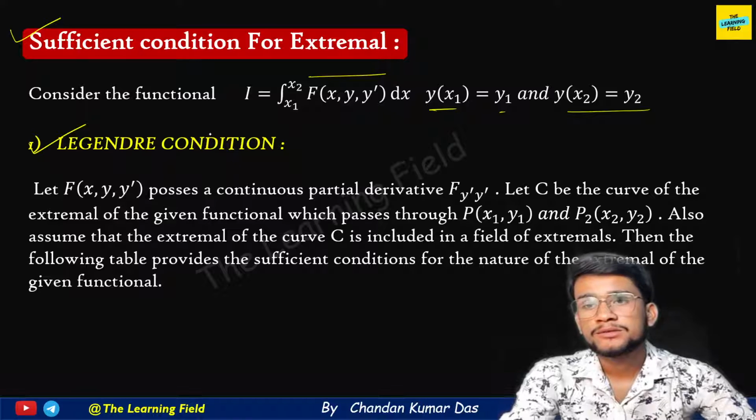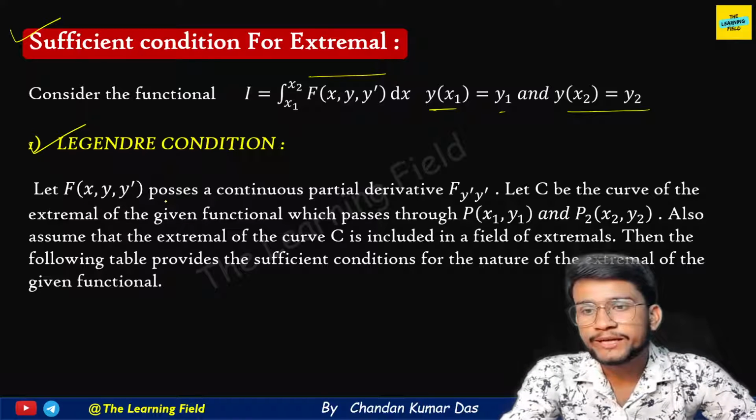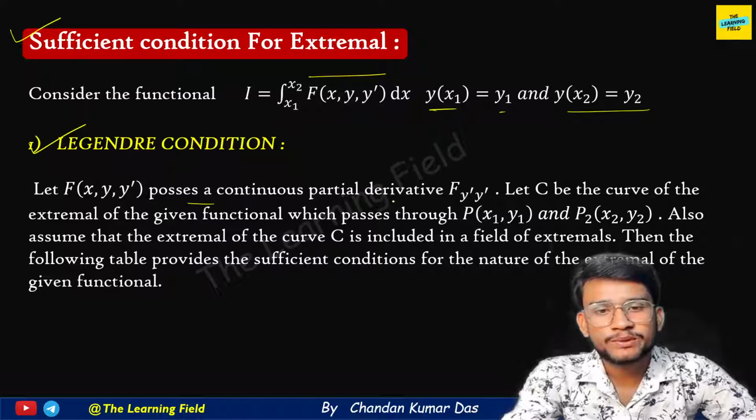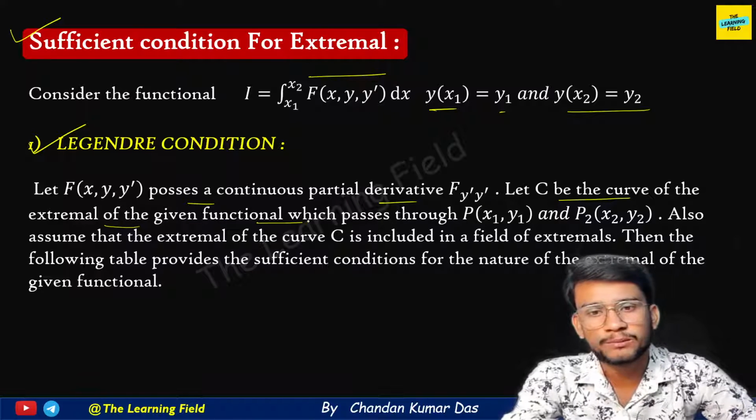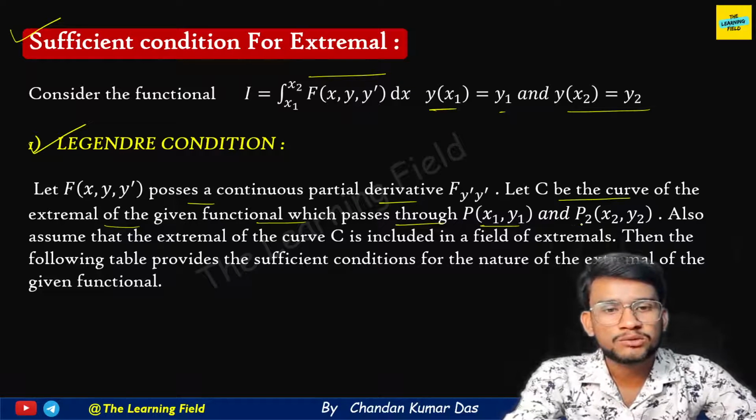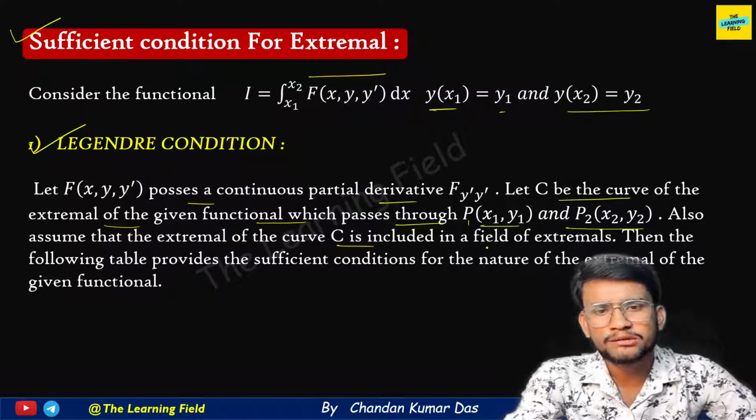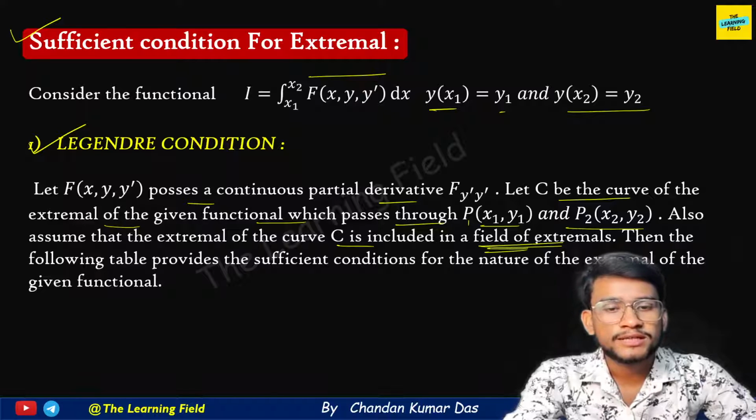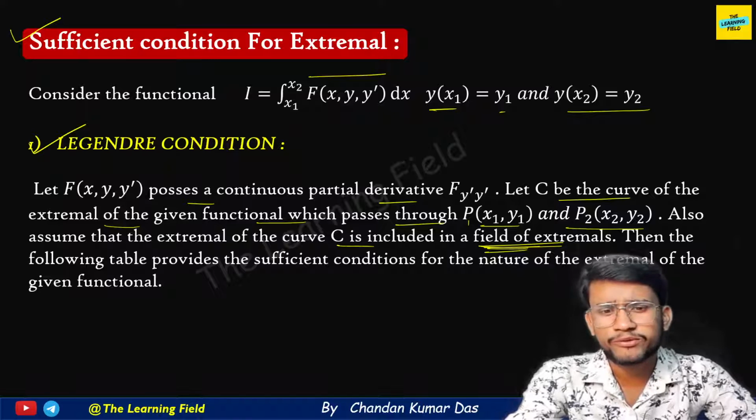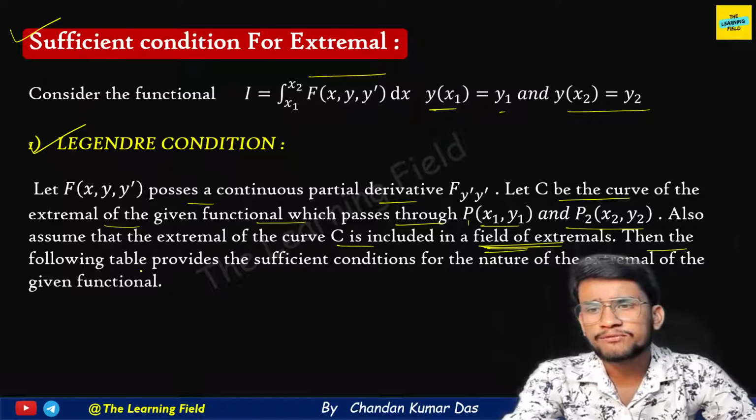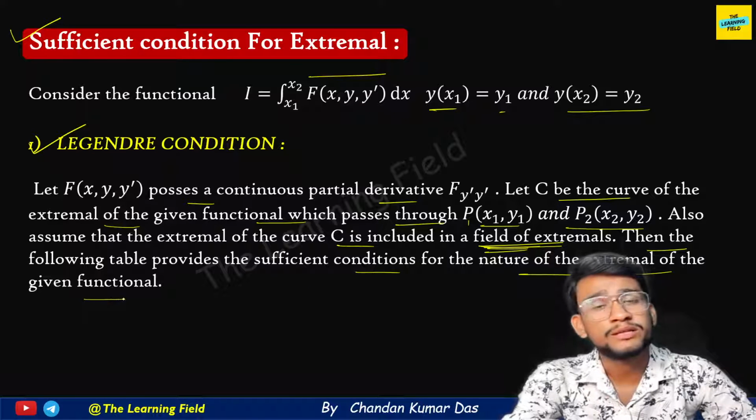Okay, so see, let f(x, y, y') possess the continuous partial derivative f_y'y'. Let C be the curve of the extremal of the given functional which passes through P1(x1, y1) and P2(x2, y2). Also assume that the extremal curve C is included in the field of extremals. So there the term field of extremals is used. That's why we read first the subfield, proper field and the field of extremals. Okay, then the following table provides the sufficient conditions for the nature of the extremal of the given functional.